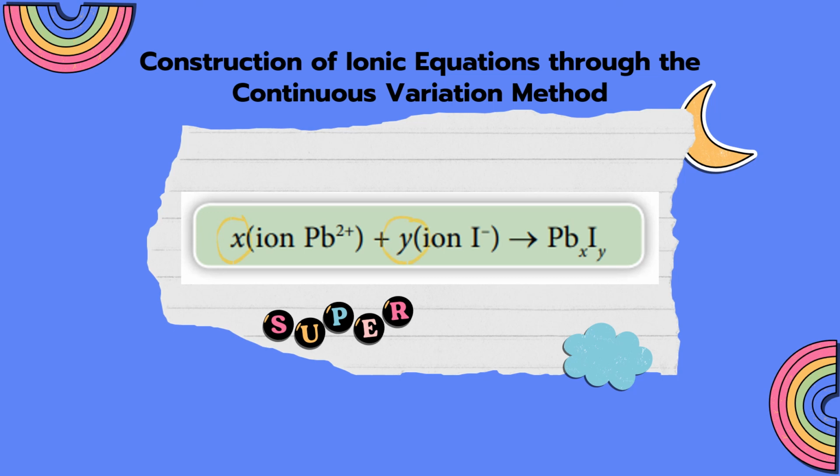Through the experiment, we can construct the ionic equation through this method, the continuous variation method. So we construct this ionic equation through an experiment that we call the continuous variation method.